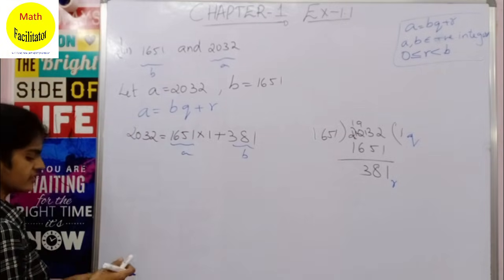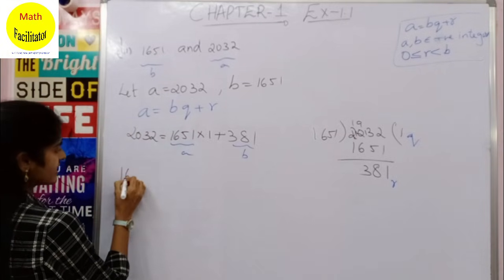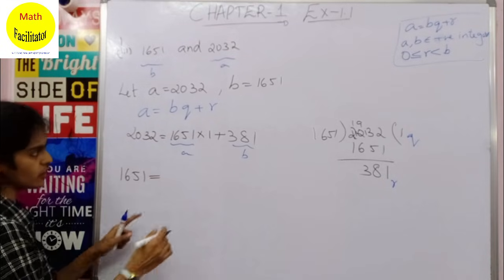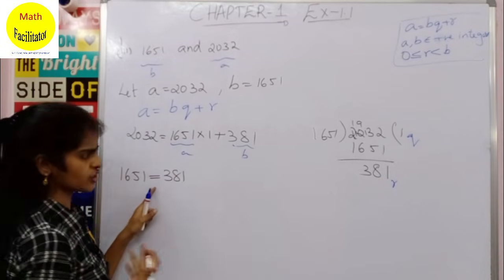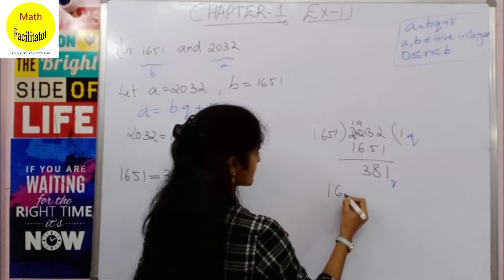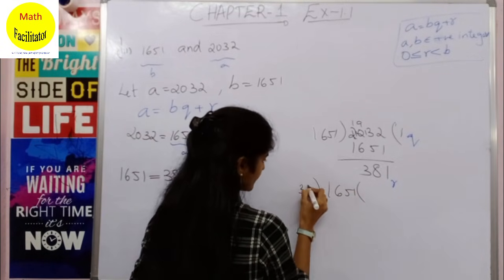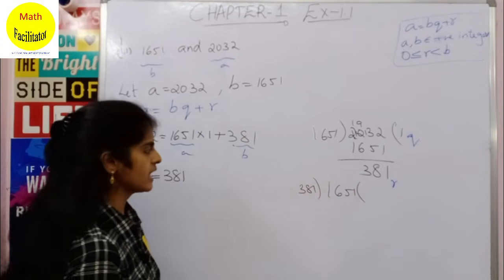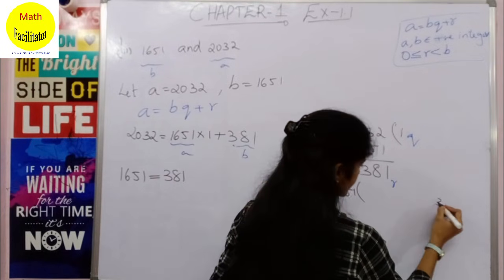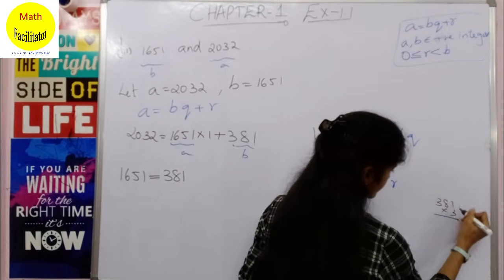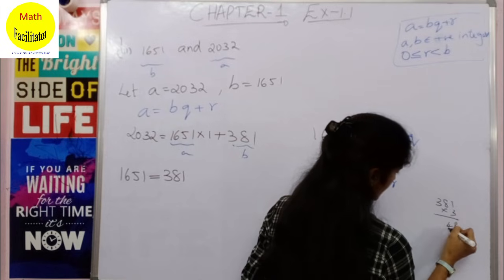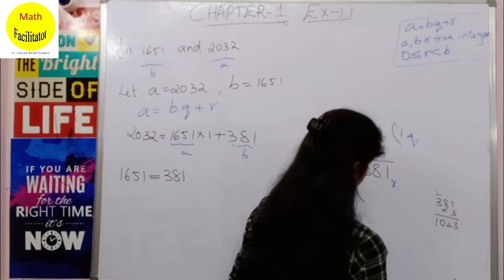Okay, so now let us do it here. A is 1651, and now what is B? B is 381. Do you know quotient and remainder? No, you have to divide again. So 1651 divided by 381. Let us try 381 three times. It is 3, 24, 1043.